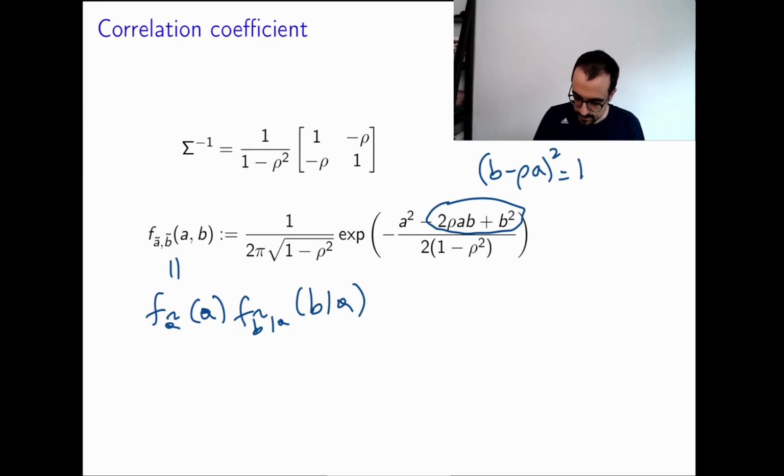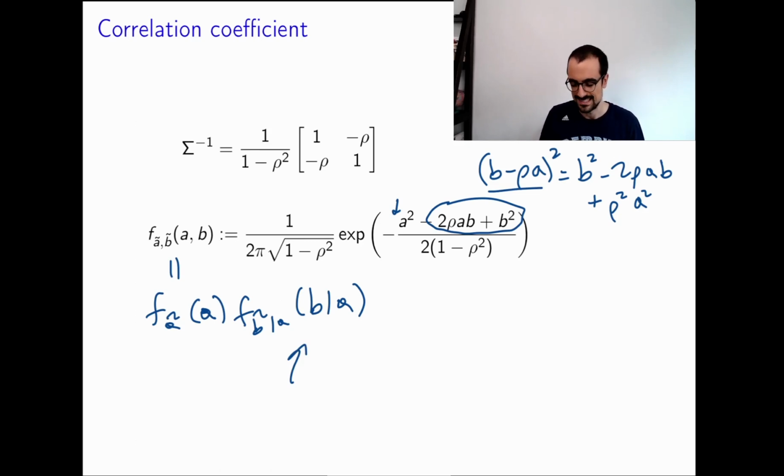This is equal to B squared minus 2 rho AB. But then this is plus rho squared A squared, which I don't have because there's no rho squared here. This is not completely obvious. It's just a technique so that I end up with a valid density at the end. I'm trying to show you where we're going so that it makes more sense. The technique is called completing the square. In order to get that, I'm going to add and subtract rho squared A squared.